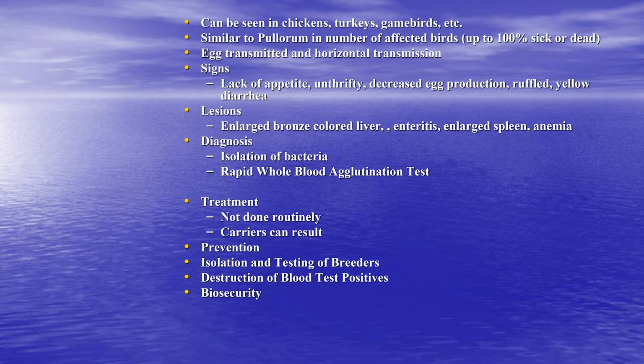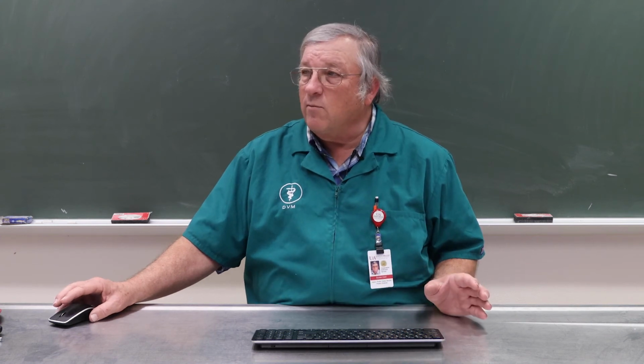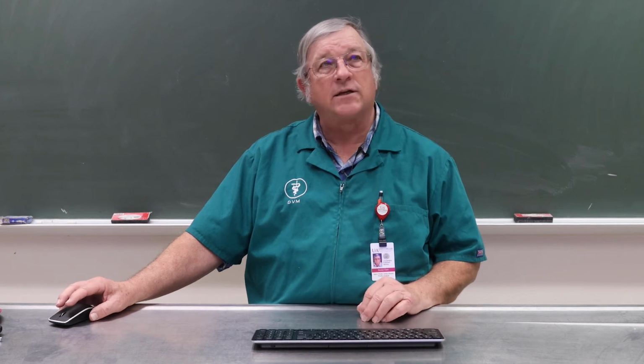Lesions: the liver would be enlarged and have sort of a bronzing color. Inflammation of the intestinal tract, referred to as enteritis, and an enlarged spleen and possibly some anemia. Diagnosis, same way as Pullorum: isolation of the bacteria and the rapid whole blood agglutination test.